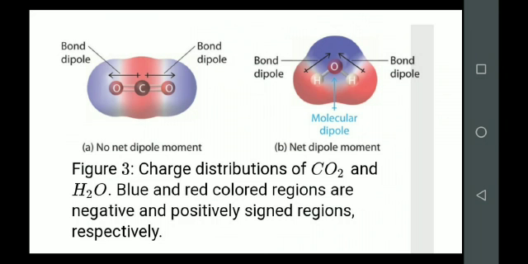Whereas in the case of carbon dioxide, the dipole moment of the carbon-oxygen bond is directed from carbon to oxygen in equal and opposite directions, cancelling the dipole moment of each bond, resulting in no net dipole. So carbon dioxide will have zero dipole moment, whereas water has a good dipole moment, and water is considered to be a polar molecule.